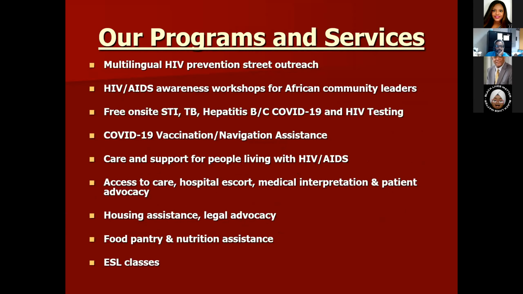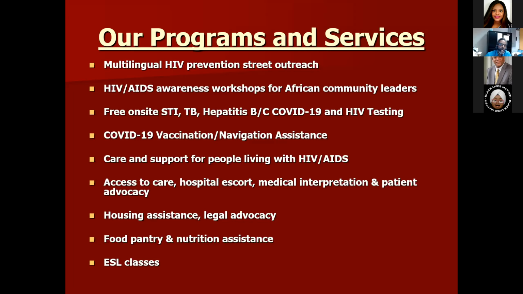Our programs include HIV awareness and outreach, testing, and COVID vaccine. And these days, we also provide COVID vaccination and navigation assistance, care and support for people with HIV. One of the critical services is accessing care, where we provide a patient navigator to provide individual escort to hospital and primary care visits. And that is critical in a sense. Most of the clients do not speak English fluently or are not able to navigate the complex healthcare system. So this one-on-one navigation service is critical to have the healthcare needs of the population addressed.